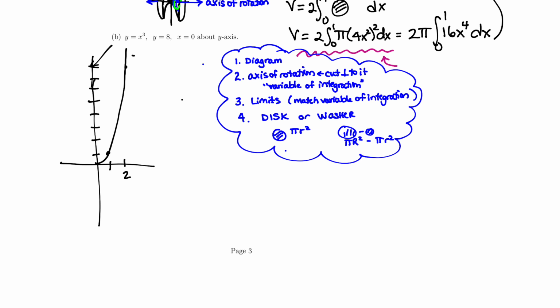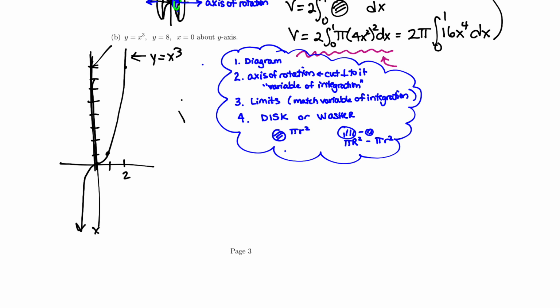So we got y equals x cubed. Y equals x cubed actually goes on this side too, over here, but I think we want to stay on the positive side because we also have x equals 0 and y equals 8. So we're taking that region.